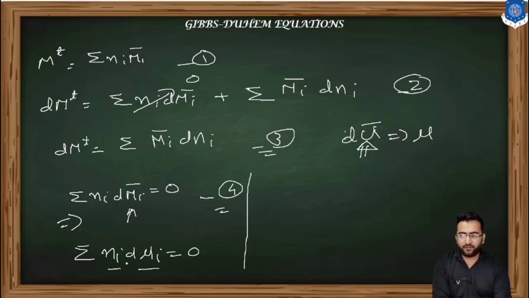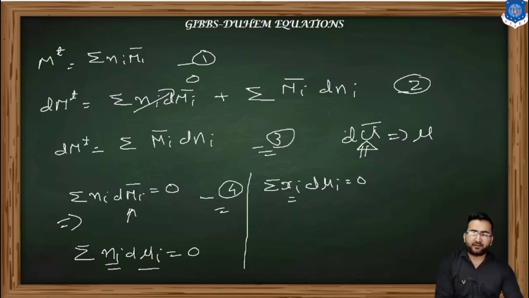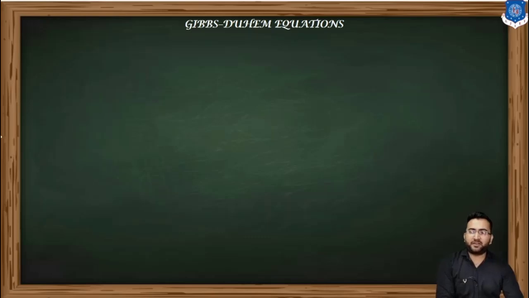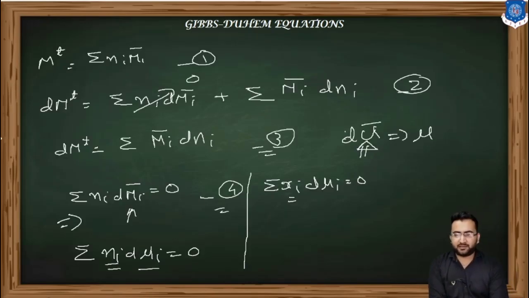So if we divide this Ni by the total number of moles, then this equation becomes summation of xi d mu i is equal to 0. Mole of a particular component upon total mole gives the mole fraction, so this Ni is replaced by xi. Xi is the mole fraction of the particular component i. Now let's derive the other forms of the Gibbs-Duhem equation using this equation.